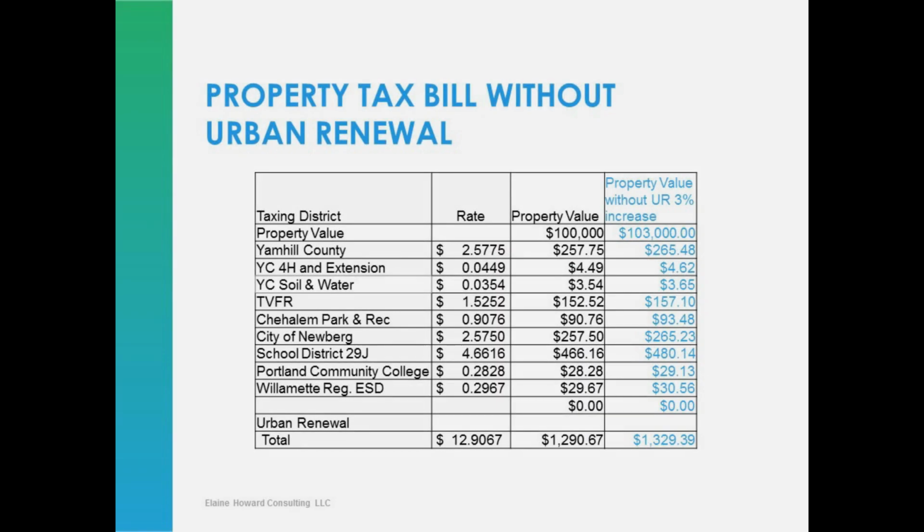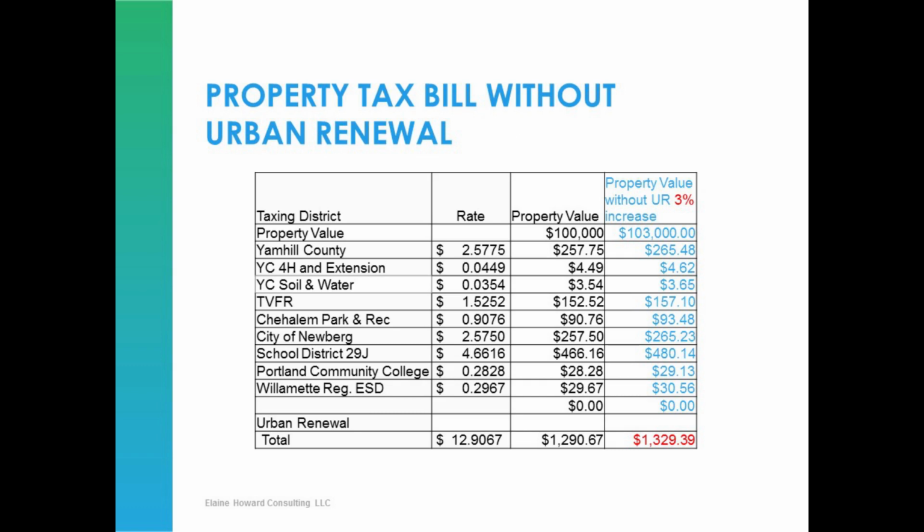In the following year, the assessor is permitted to increase this amount by 3%. Increases in assessed value above 3% do not occur unless there is new construction or substantial rehabilitation. The increase results in a property tax bill of $1,329.39, an increase of $38.72.